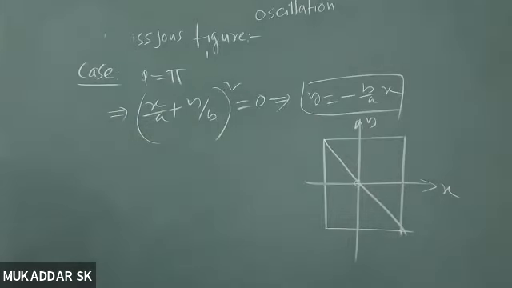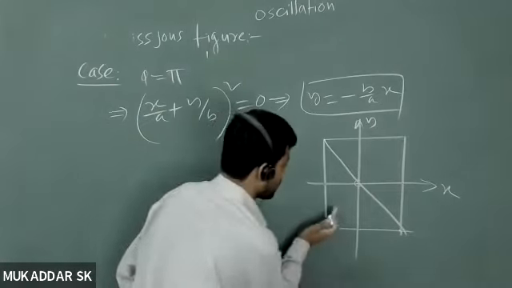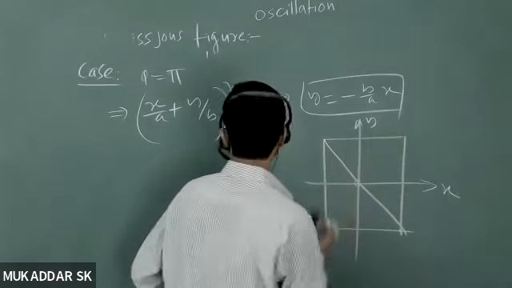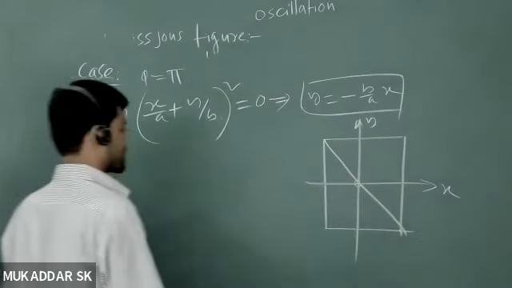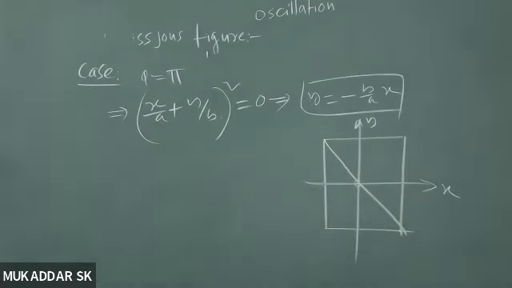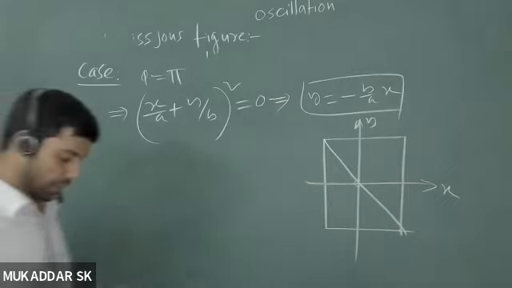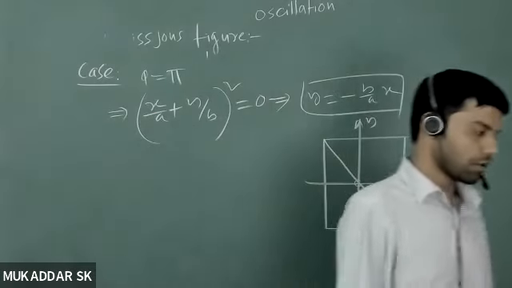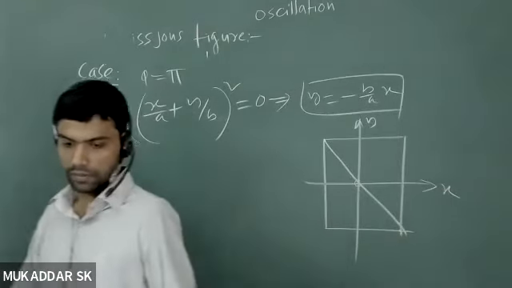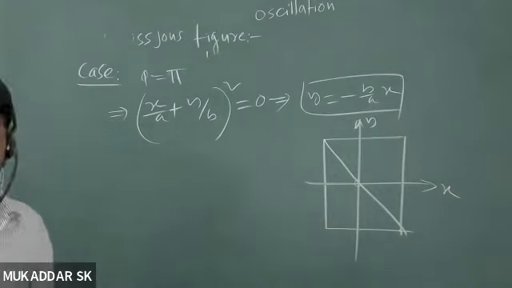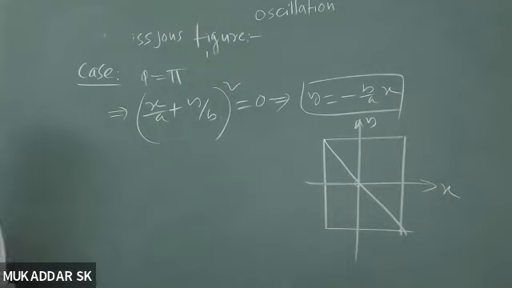Is it clear? Yes, sir. For phi equals 0, what kind of trajectory was it? This kind, right? Now when phi equals pi, the trajectory is like this. Okay? The same thing will be helpful when we go to the discussion of polarization. Exactly similar kind of thing you will get there. Okay?